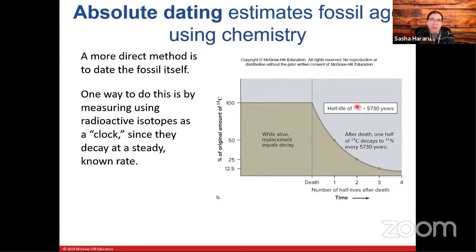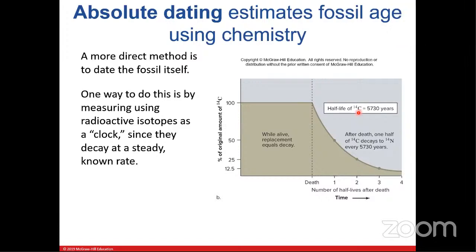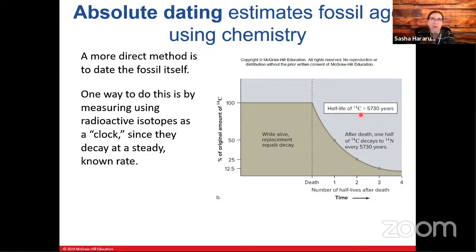Does anybody remember what isotope means? What does C14 mean and how is it different from just C? It's an isotope and it has additional neutrons. That's exactly right. So the carbon atom usually, most of the carbon atoms on Earth, how many neutrons do they have?